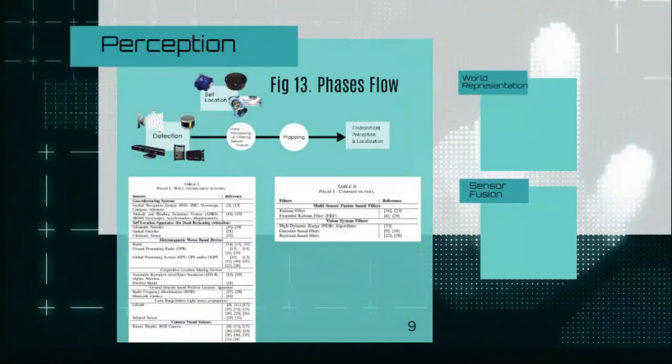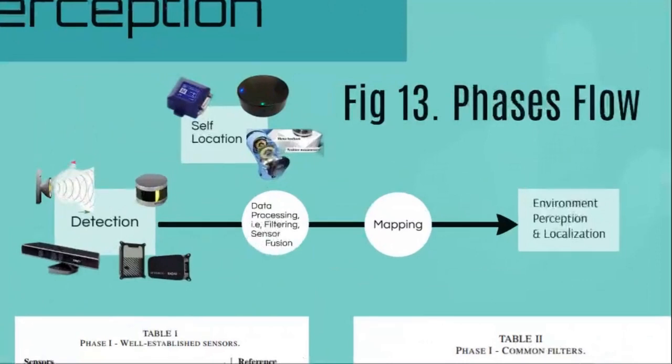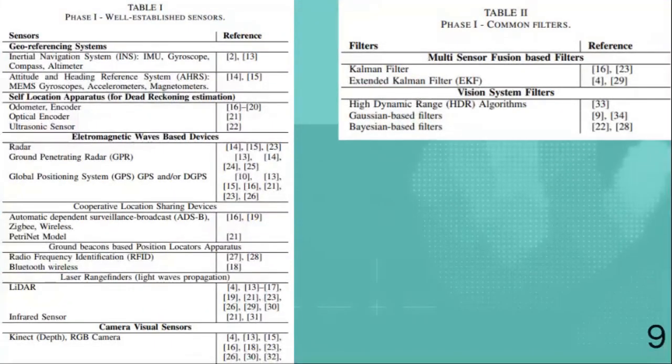So, in the perception layer, the robots detect and interpret the environment. This involves using a variety of sensors, as you can see, such as georeference systems, inertial navigation systems, LiDAR, etc., as shown in Table 1.